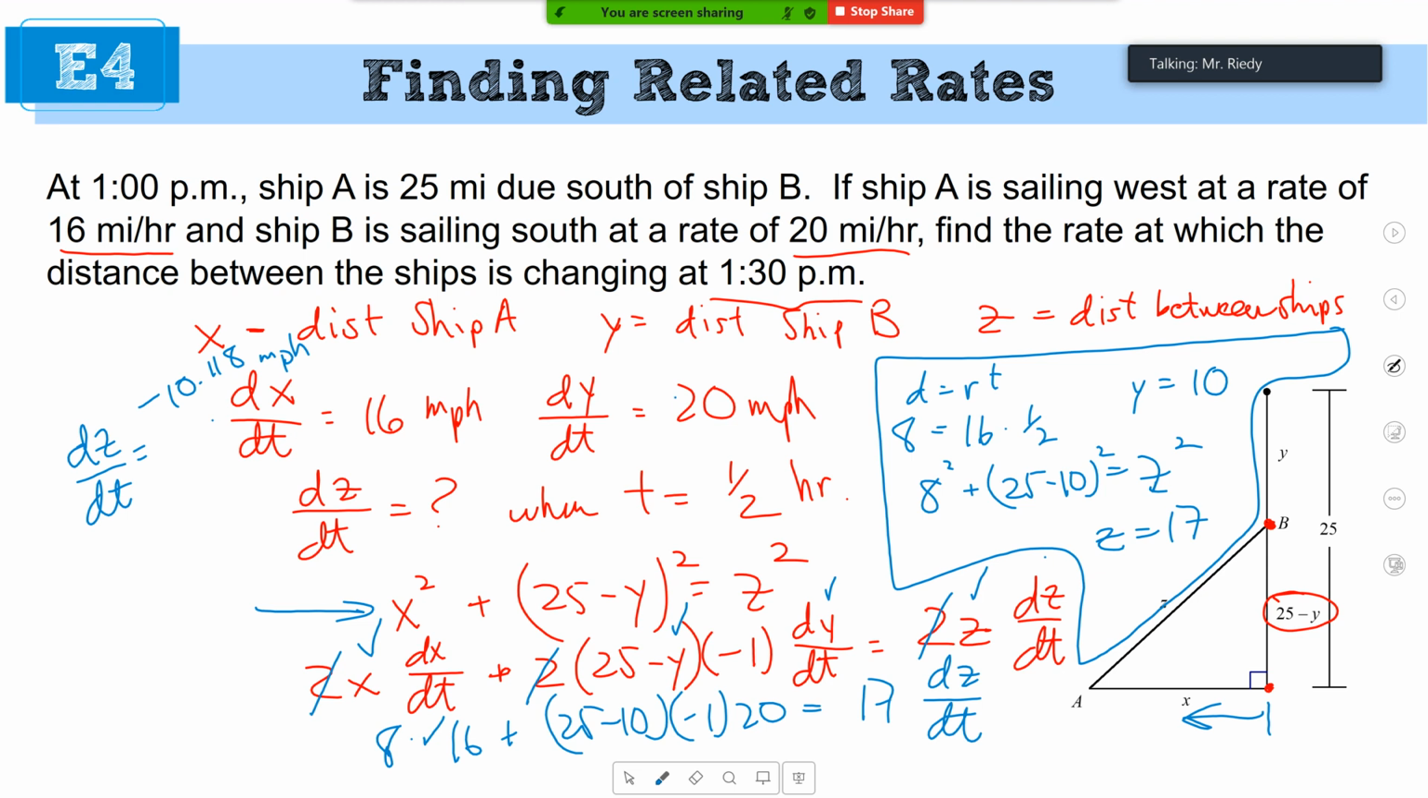What this negative number means, I can't write on the board anymore, is that the distance between the two ships is getting smaller at that point in time. So the negative number in this problem is okay. It just means that the quantity, z, is getting smaller over time because it's a rate of change. The rate of change being negative means it's getting smaller. Okay? Whose head's ready to explode? Awesome, thank you.